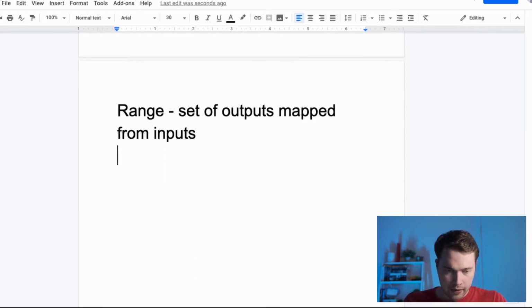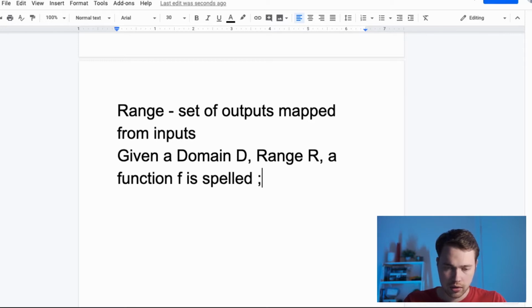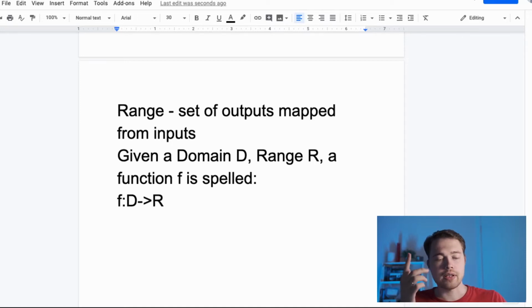Now, in terms of the notation, we basically say given a domain D and range R, a function f is spelled the following way: f colon D arrow R. So basically, a function which maps a member of D to a member of R.